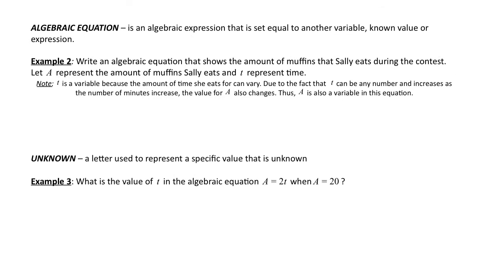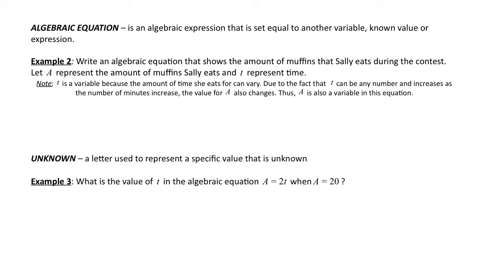So how does an algebraic expression differ from an algebraic equation? Well, an algebraic equation is an algebraic expression, but it is set equal to another variable, a known value or number, or another algebraic expression. So to make that a little bit simpler, the main difference between an expression and equation is that an equation will have an equal sign. An algebraic expression will just be a number and a letter or both, but an algebraic equation will not only have an algebraic expression, so numbers and letters, but it will also have an equal sign.